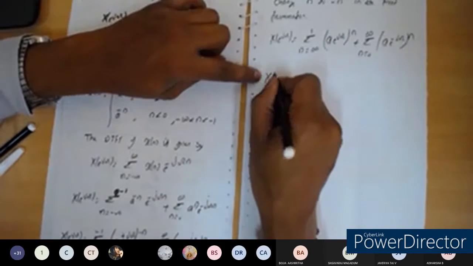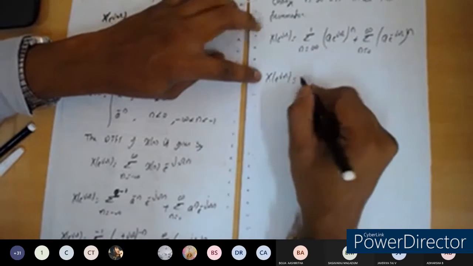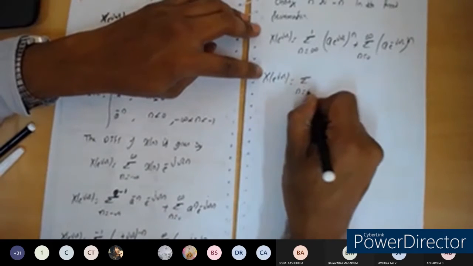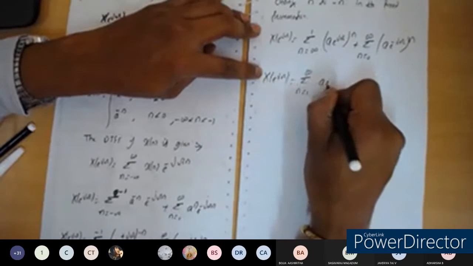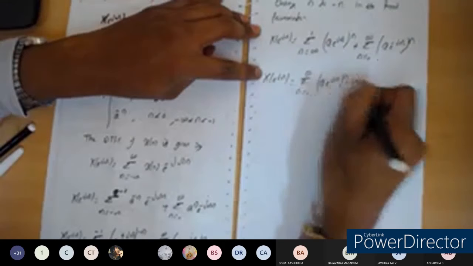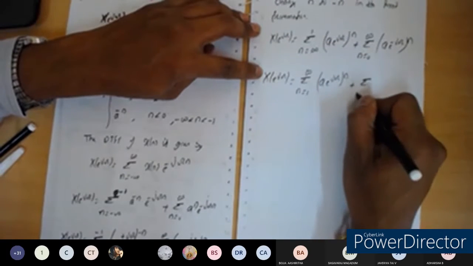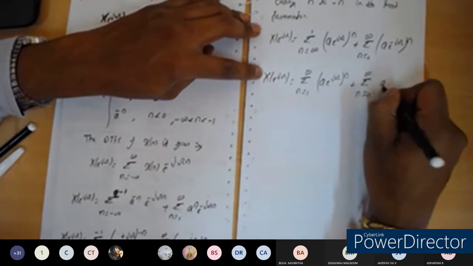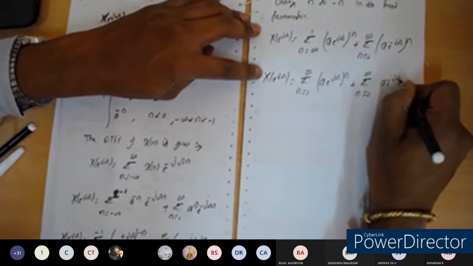So we can rewrite this as X of e to the power of j omega is equal to summation n is equal to 1 to infinity (a e to the power of j omega) to the power of n plus summation n is equal to 0 to infinity (a e to the power of minus j omega) to the power of n.